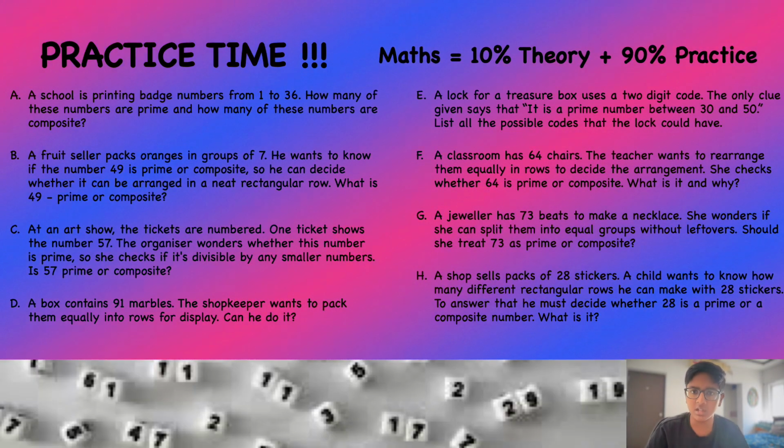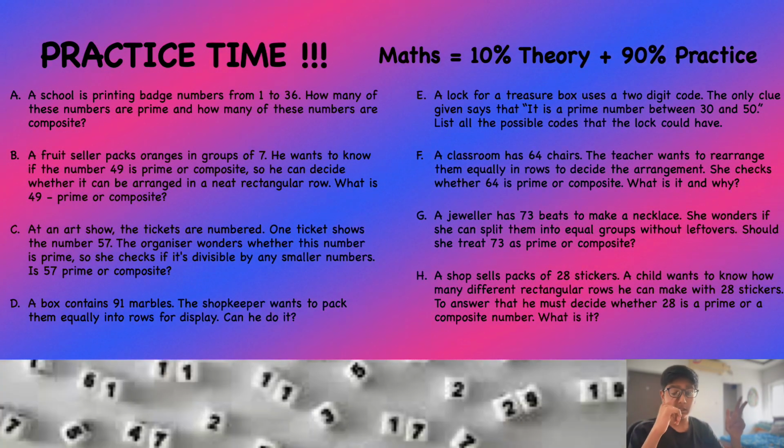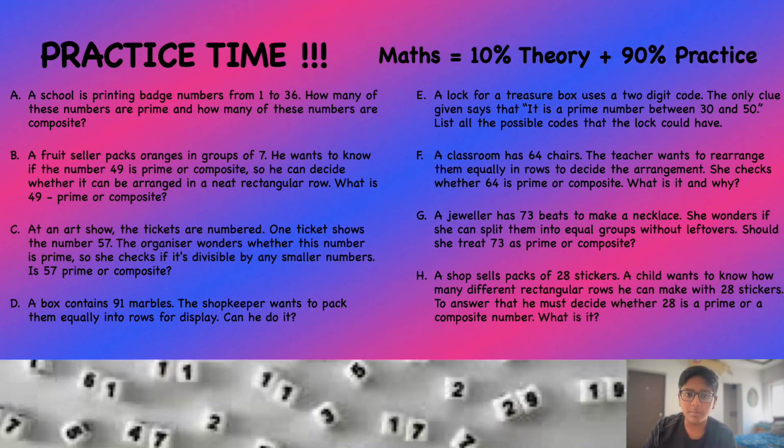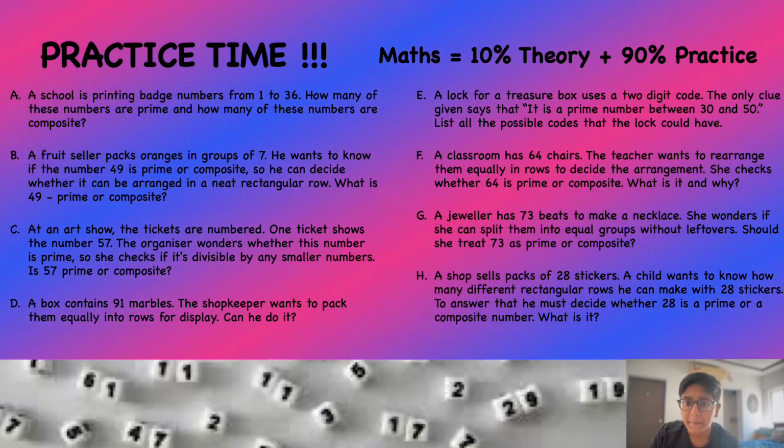Next, a classroom has 64 chairs. The teacher wants to arrange them equally in rows. She checks whether 64 is prime or composite. 64 is composite because it has many factors, 2, 4, 8, and those are enough. A jeweler has 73 beads to make a necklace. 73 is a prime number, so she can't make them into equal groups without leftovers. A shop sells packs of 28 stickers. 28 is composite, so he can make many different rectangular rows. It's not impossible, it's possible.